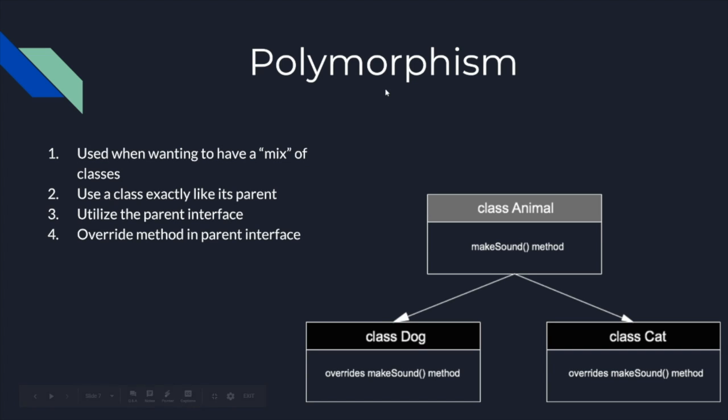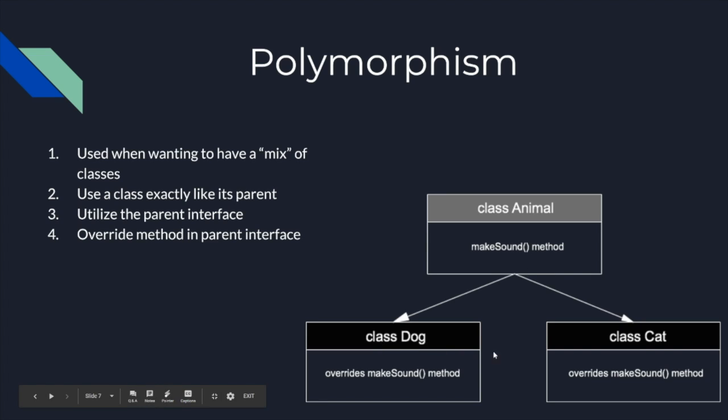Lastly, we'll be talking about polymorphism. Polymorphism allows us to override methods in the parent interface. So we must create a parent interface that has a method that can be distributed throughout all the child classes. It's similar to inheritance and uses inheritance. Polymorphism is on a multi-level scale.